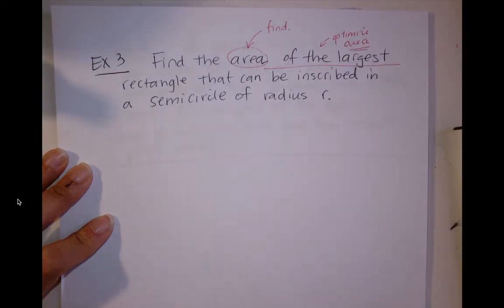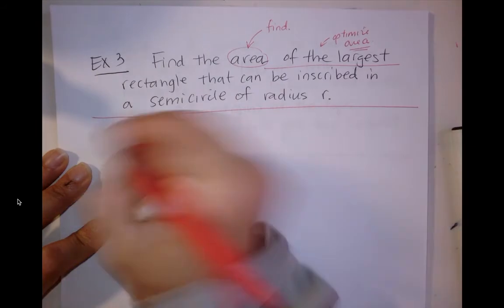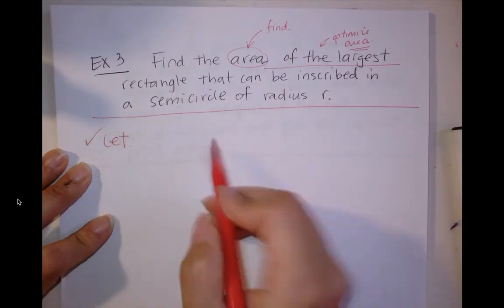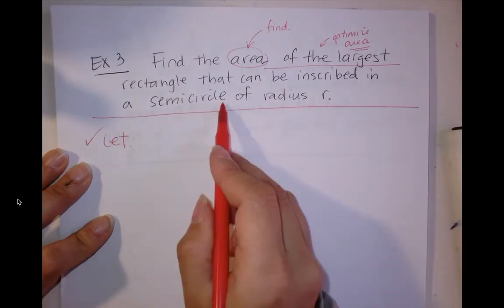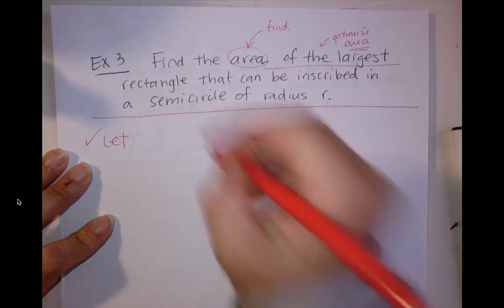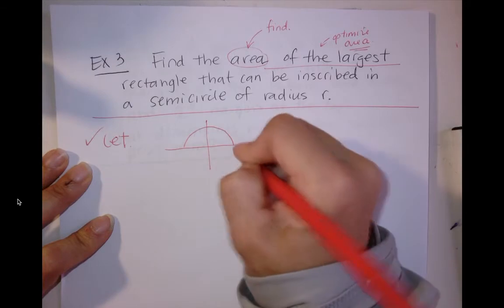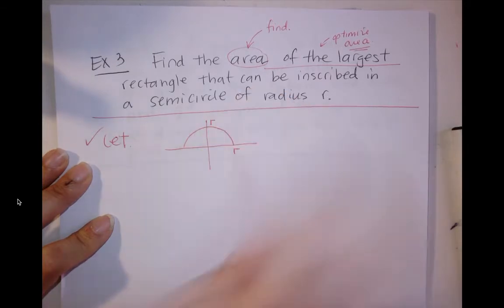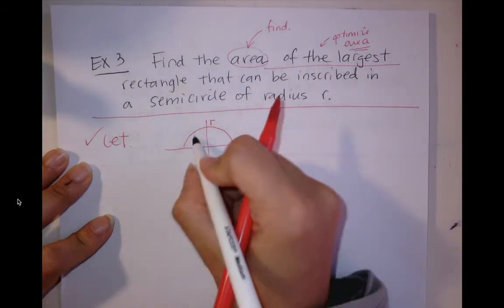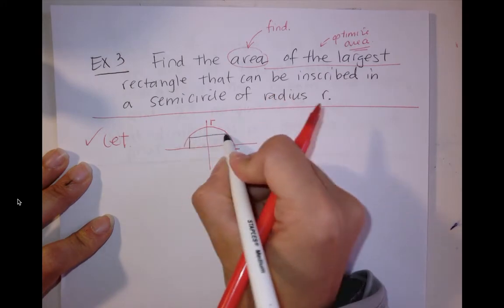The rectangle can be inscribed in a semicircle. So what does this mean? Let's think about what's being said here. We've got a semicircle of radius r. I'm going to draw this in the coordinate plane. A semicircle is just a half circle. It's got a radius r. So my rectangle looks something like this.